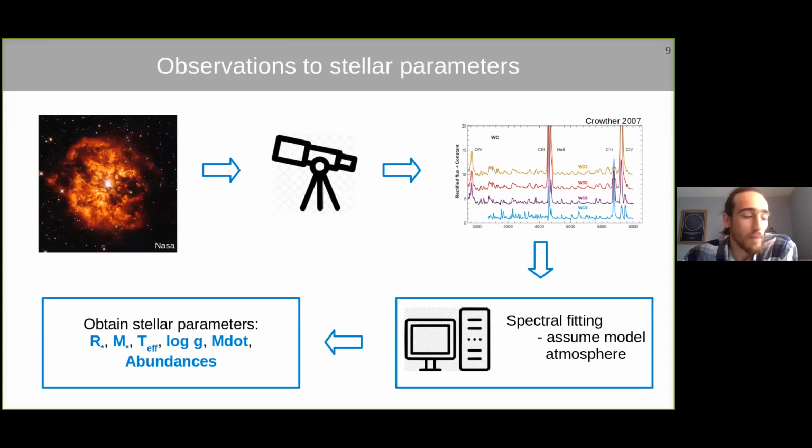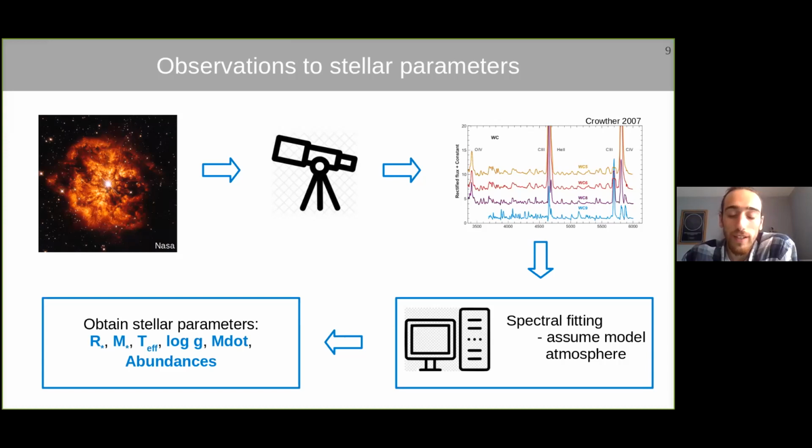So when we want to learn something about a particular star, for example a Wolf-Rayet star, here is what we do. We typically point our telescope at it. Here on the left, you see a nice pretty image of a nebula surrounding a Wolf-Rayet star. We point our telescope at it, and then we retrieve a stellar spectrum. For Wolf-Rayet stars, these spectra typically have very clear emission lines, as you can see in the figure on the top right. Then we can fit these spectra using spectral fitting codes, and from the fitting we can infer stellar parameters such as the stellar radius, the stellar mass, abundances, and so on.